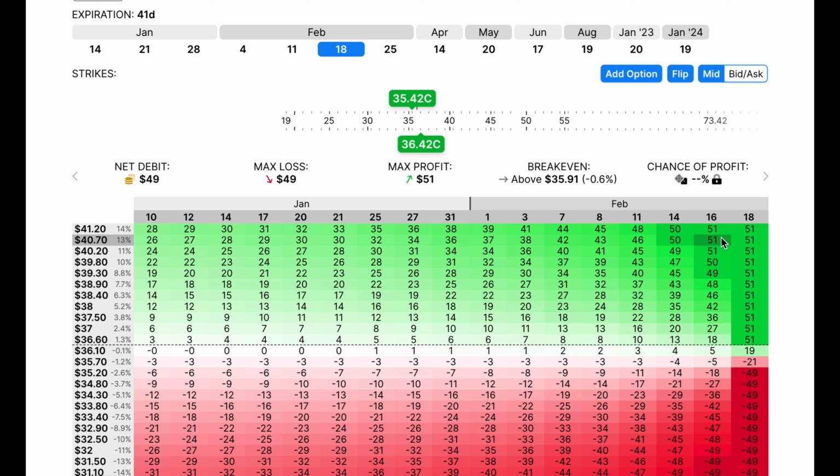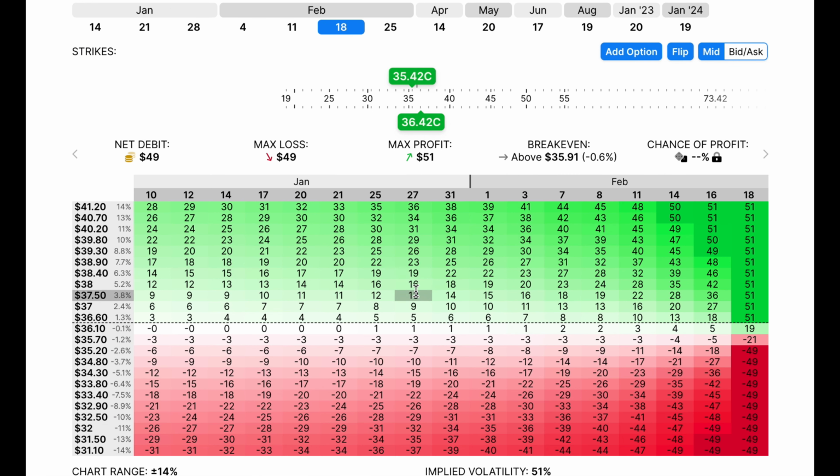So the only time we would actually make max profit is on expiration date. Even if it goes to 41.20, we would still make max profit. So this is a good way to determine how much you're going to make at a certain date at a certain price. And this is a great strategy if you are trying to build up a very small portfolio.